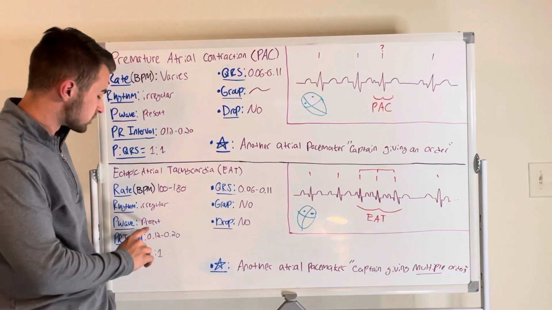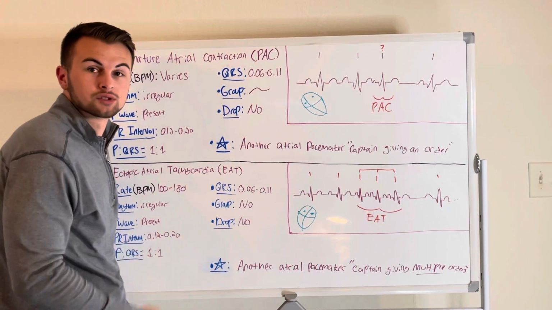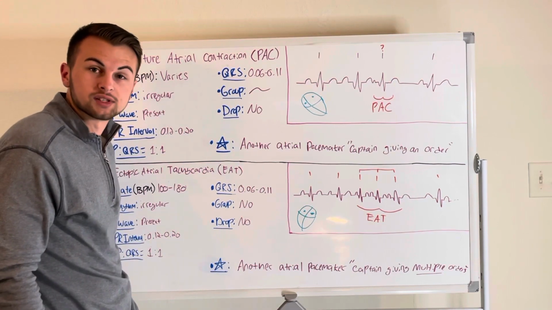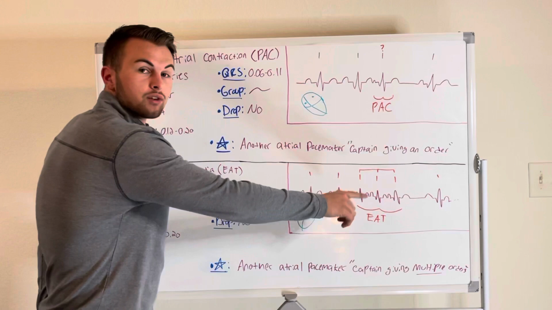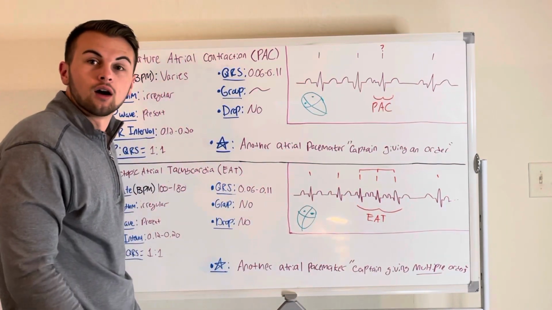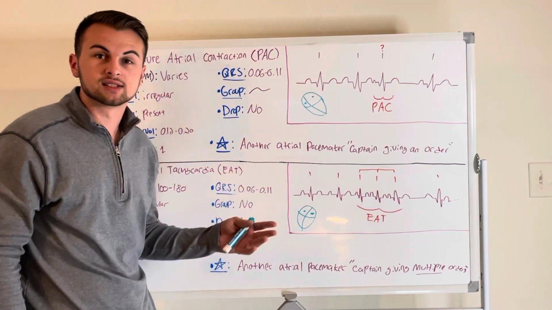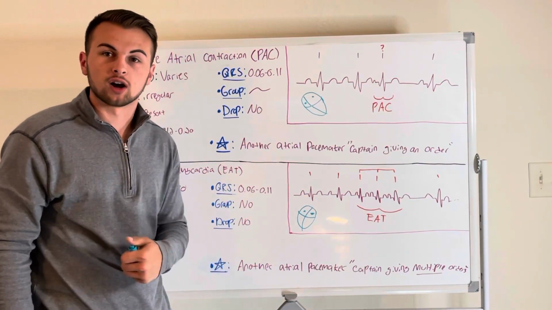However, it's starting in the atria, so we know that there are going to be P waves present. We know that the PR interval is going to be the same, 0.12 to 0.20 seconds. There's going to be a P for every QRS complex. Again, we're starting in the atria, so there's going to be a P. The QRS is still between 0.06 and 0.11 seconds. There's usually no grouping and no drops.